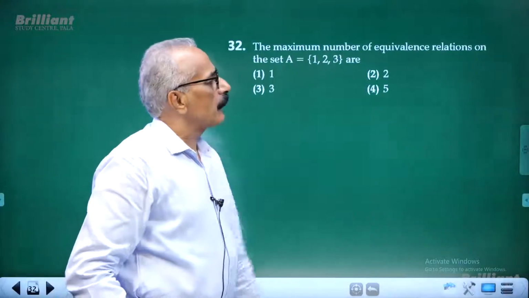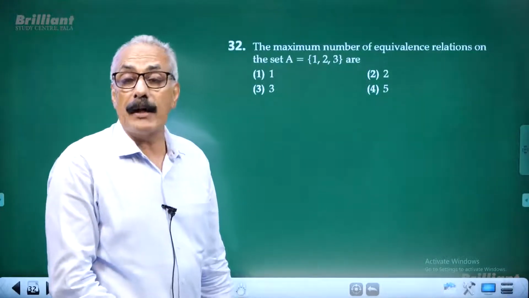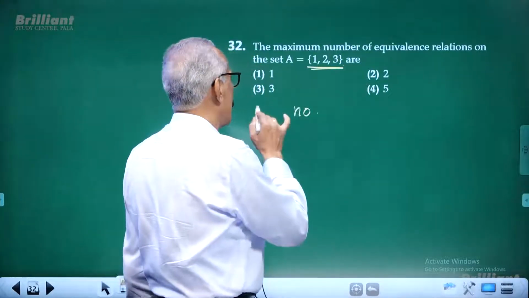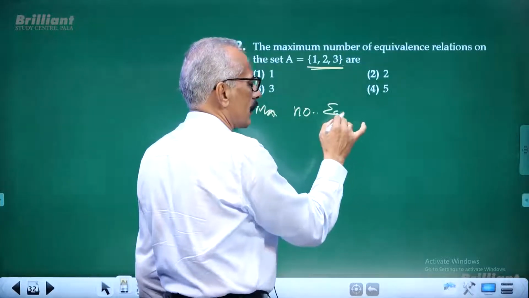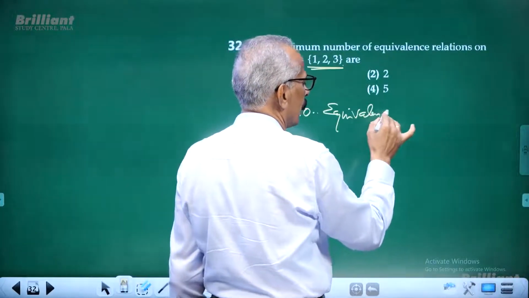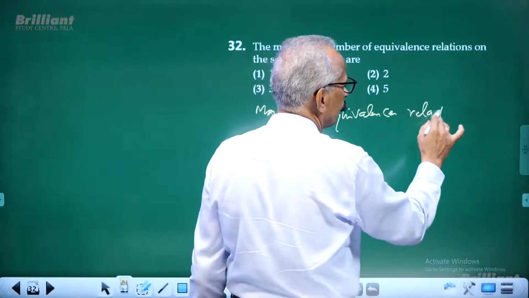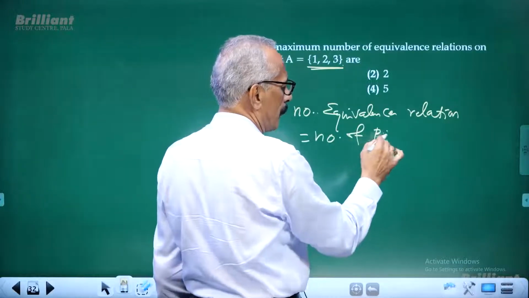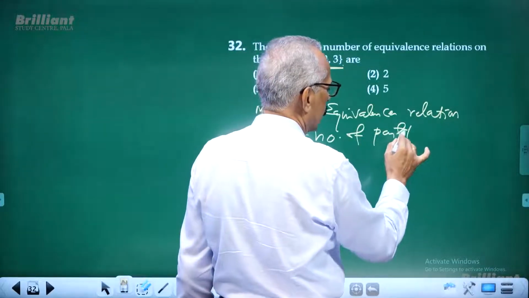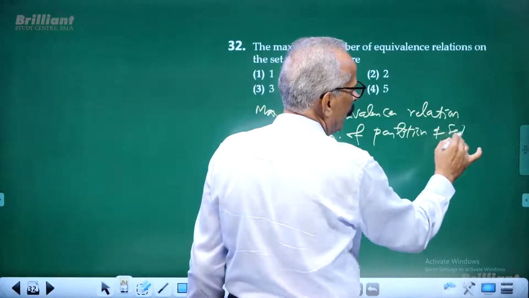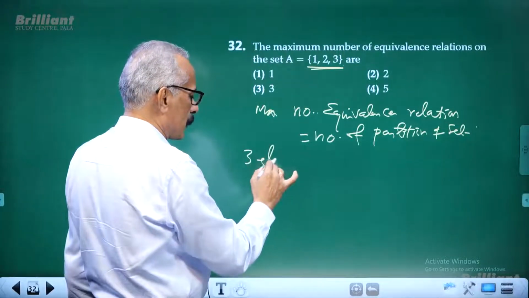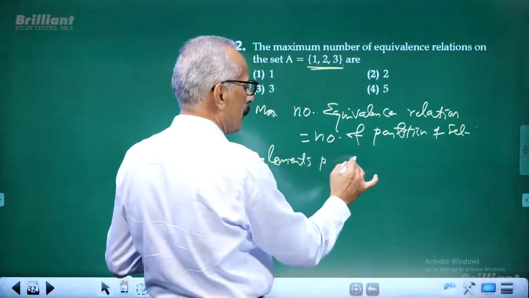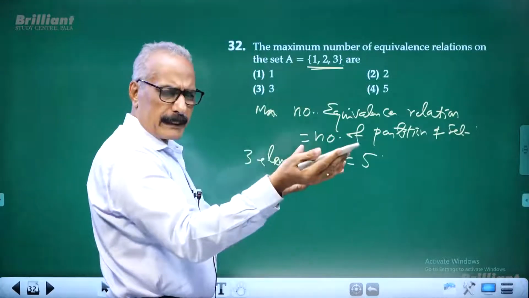The maximum number of equivalence relations on a set of 3 elements. Remember, the number of equivalence relations is equal to the number of partitions of the set. That's the reason I told you. So for 3 elements, the number of partitions, you can use the permutation formula also, will be equal to 5. You remember that only because the examination is coming.